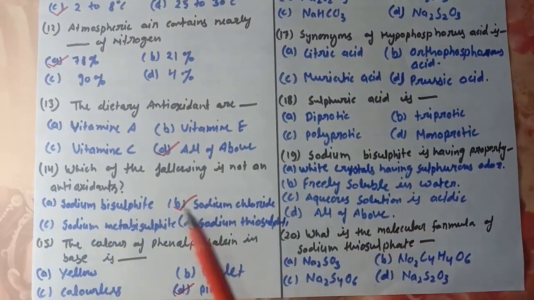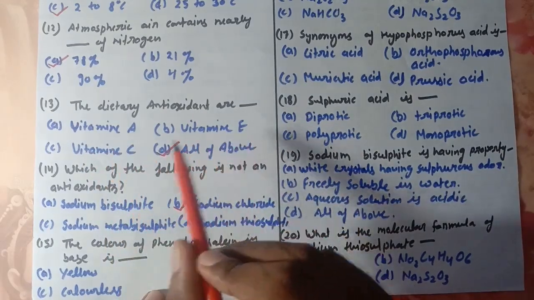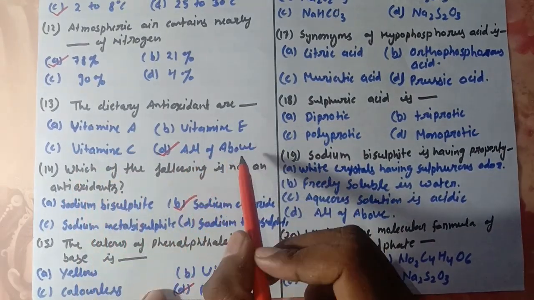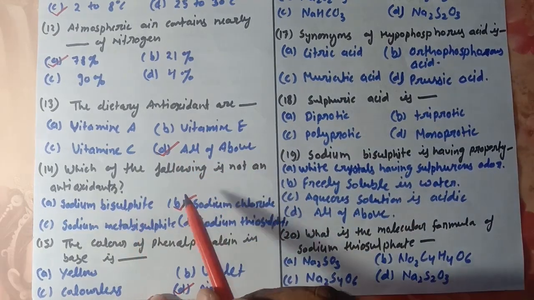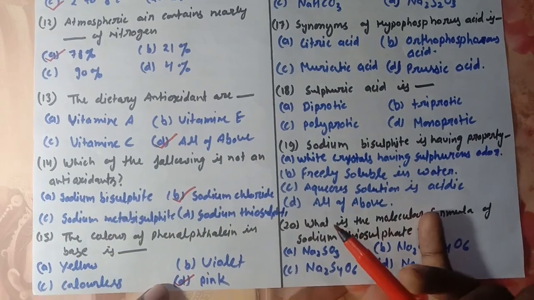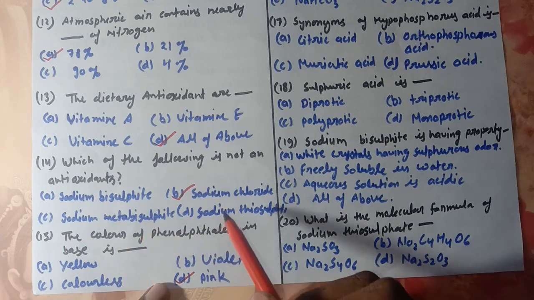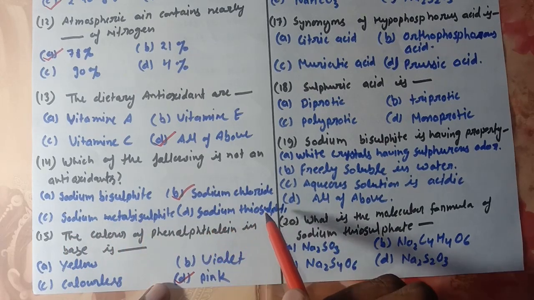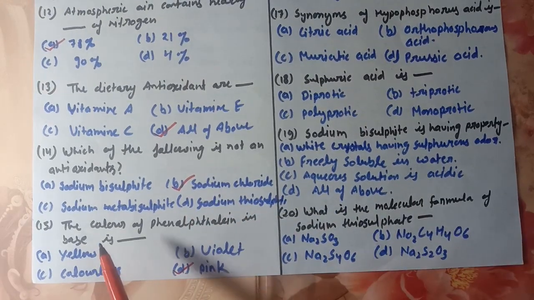Question number 13. The dietary antioxidants are option A vitamin A, option B vitamin E, option C vitamin C, option D all of above. So the answer is D, all of above. Question number 14. Which of the following is not an antioxidant? Option A sodium bisulfite, option B sodium chloride, option C sodium metabisulfite, option D sodium thiosulfate. So the answer is B, sodium chloride. Question number 15. The color of phenolphthalein in base is option A yellow, option B violet, option C colorless, option D pink. So the answer is D, pink color.